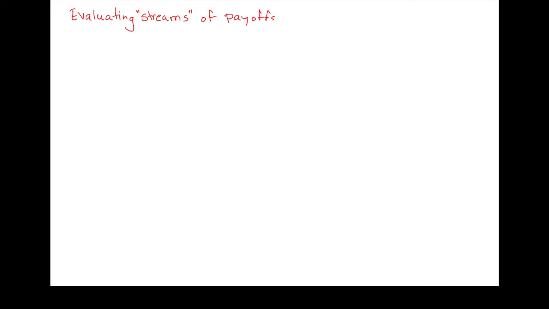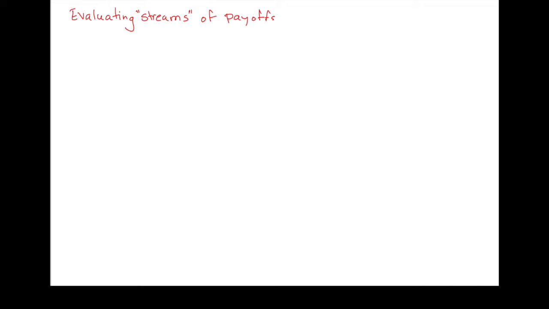After all, if there's one strategy that gives you a payoff of 1 in every period, and another strategy that gives you a payoff of 2 in every period, and we simply added up the payoffs you get in every period, if we add 1 infinitely many times, we get infinity. If we add 2 infinitely many times, we get infinity, and we can't really compare those two things. So we're going to use the idea of discounting to calculate essentially the net present value of the stream of payoffs.